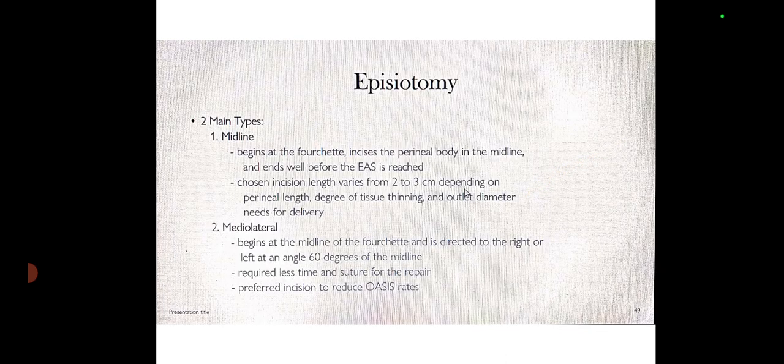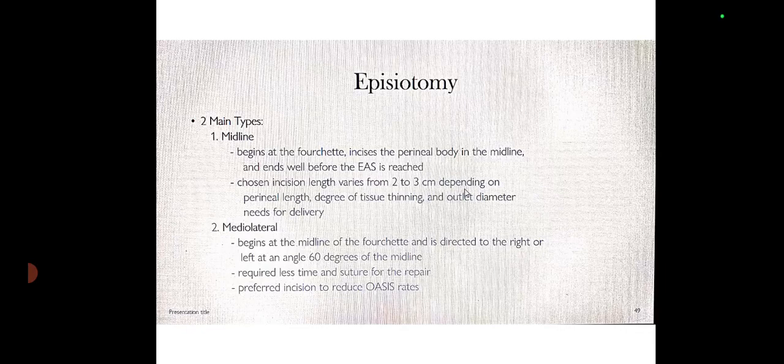Episiotomy. Two main types: midline and mediolateral. Midline begins at the fourchette, incises the perineal body in the midline and ends well before the external anal sphincter is reached. Incision length varies from 2 to 3 cm depending on the perineal length, degree of tissue thinning and outlet diameter needed for the delivery.